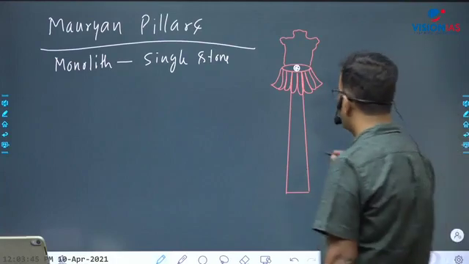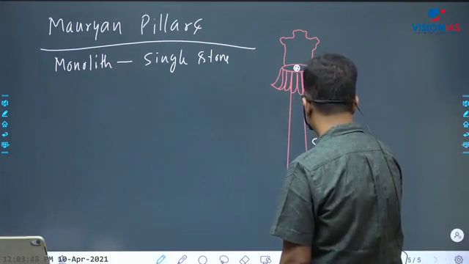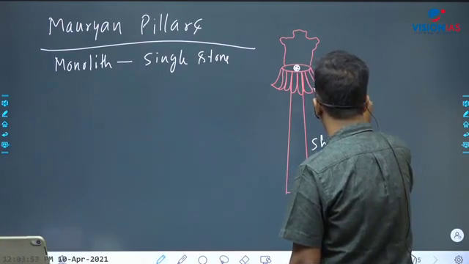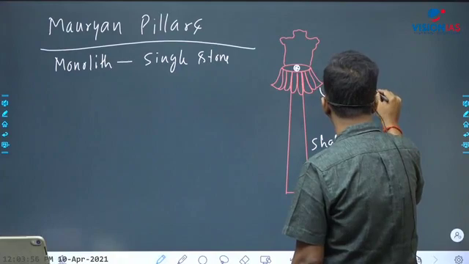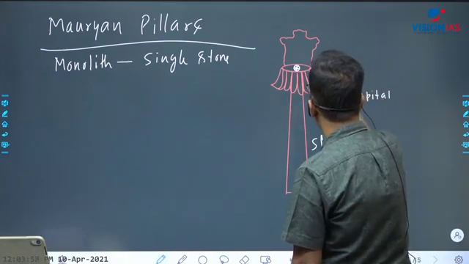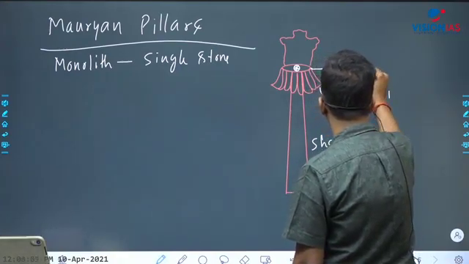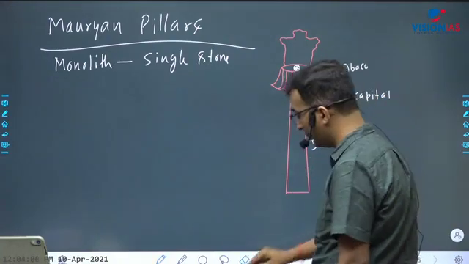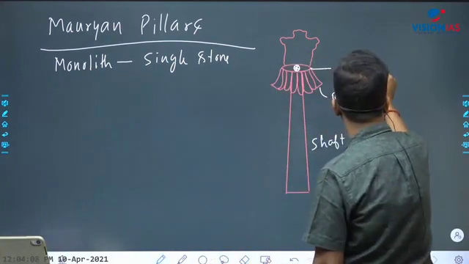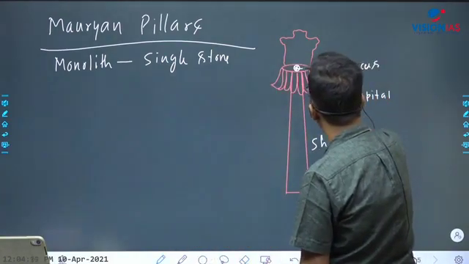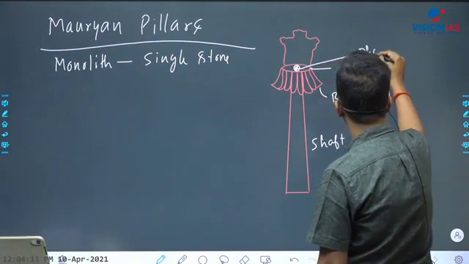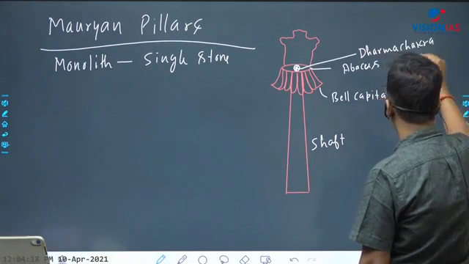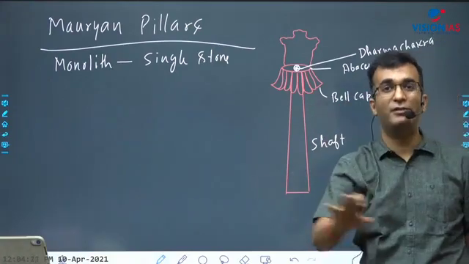So you can mention this part as the shaft. Then this one is known as bell capital. This is known as abacus. This is Dharma Chakra. And this is an image of the Sarnath pillar, but some other pillars may differ at some places.